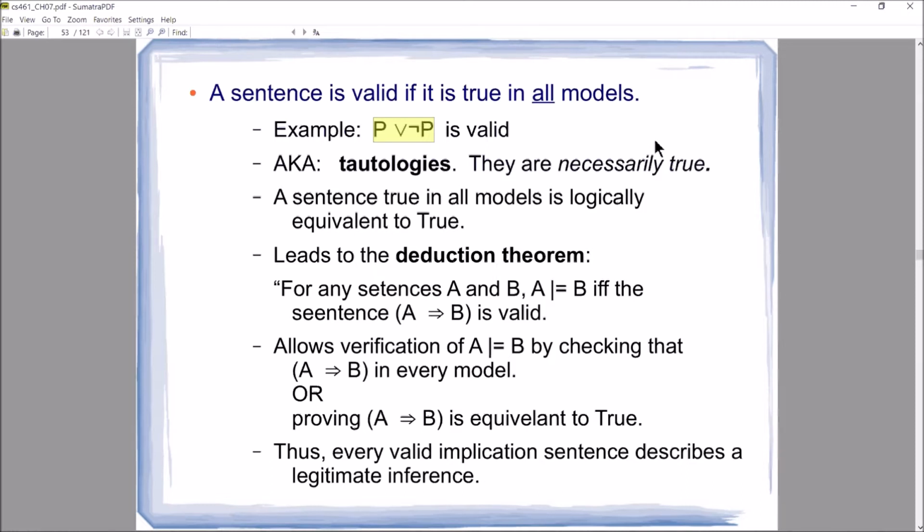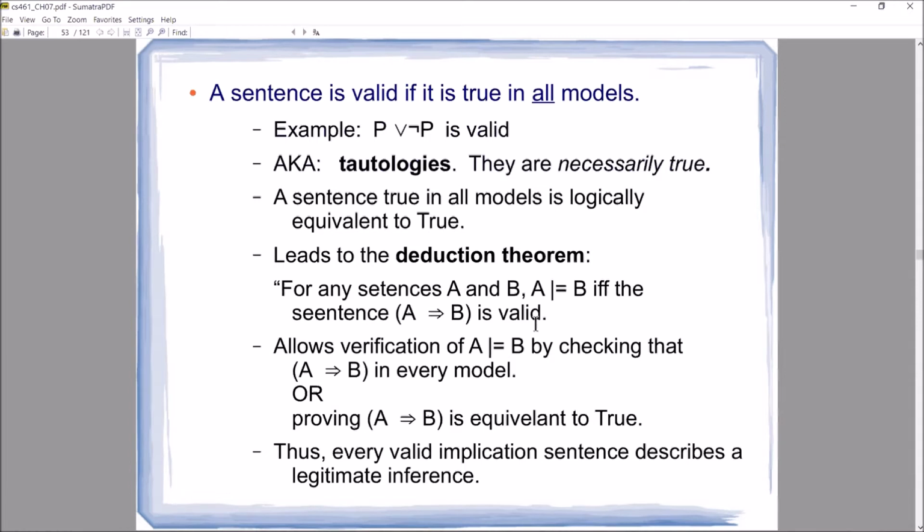Now, a sentence that's true in all models is logically equivalent to true. From our definition of entailment, that allows for deriving this thing called the deduction theorem. Okay, and the deduction theorem was known to the ancient Greeks. It's been around for centuries. And that just says that for any two sentences, alpha and beta, or as I have written on the slide here, A and B, A is going to entail B if and only if the sentence A implies B is valid.